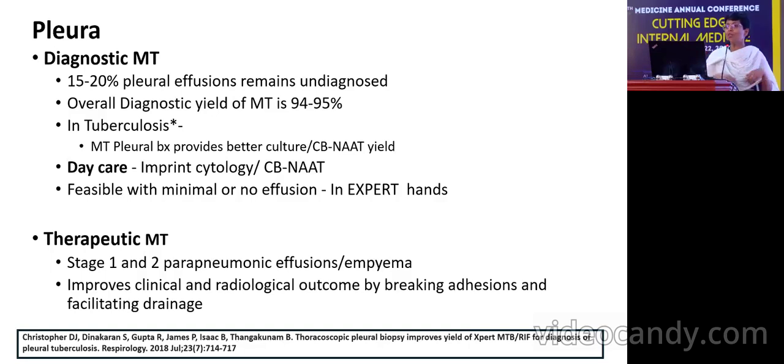So if it is malignancy, we do the pleurodesis at the same time, and next day morning, the tube is removed, patient goes out. So I wanted to say that medical thoracoscopy is feasible with minimal or no effusion also, but only in expert hands.